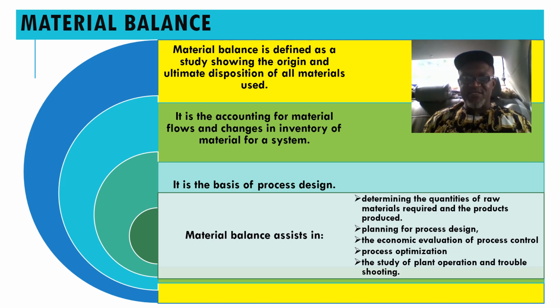Now, material balance assists us in determining the quantities of raw materials required and the products produced, just like I said, planning for process design, the economic valuation of process control, process optimization, and the study of plant operation and troubleshooting. So you can see that material balance is very, very important. In fact, if you don't do material balance, then you're most likely going to have very serious issues concerning your production process.